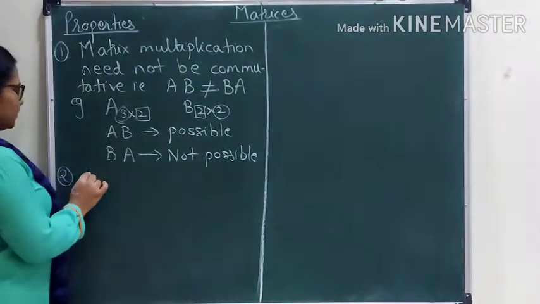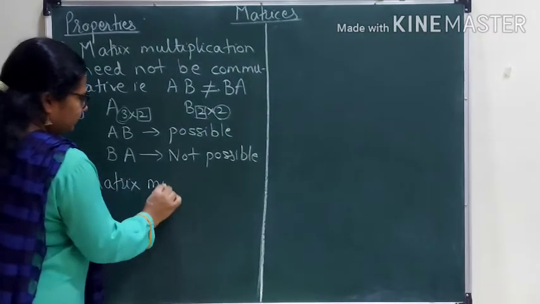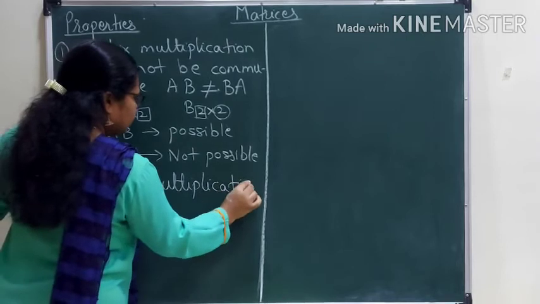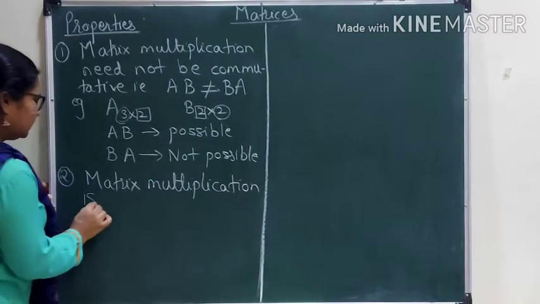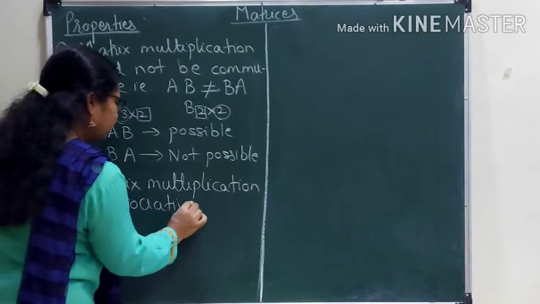The next property is associative. Matrix multiplication is associative.